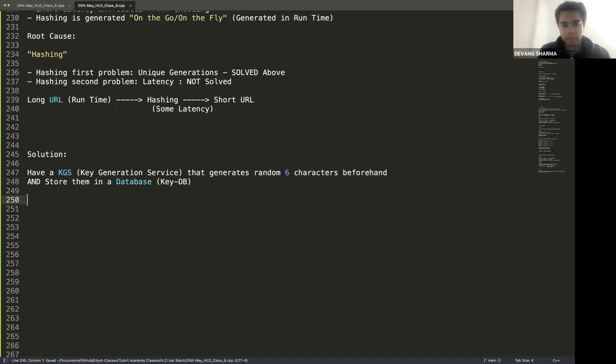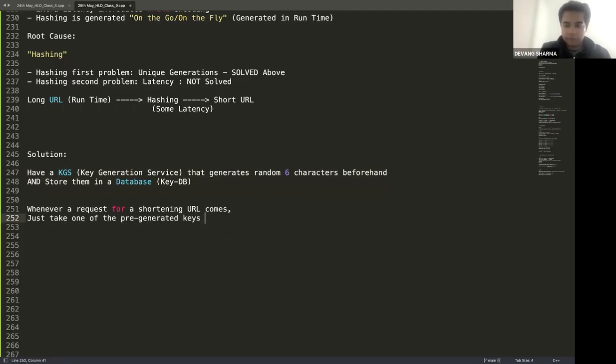Why am I calling it a separate database? Because it has nothing to do with the long URL yet. Even if a request has come or not, it is generating offline. So it is on my servers, irrespective of whether a request has actually come or not. Whenever a request for shortening a URL comes, just take one of the pre-generated keys and use it. That's what we are going to build.